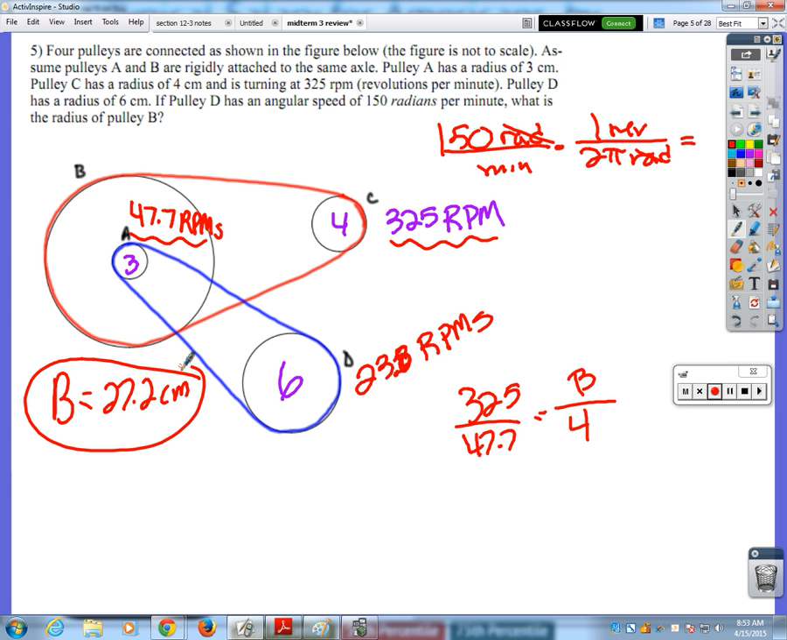Okay. Well, that's a fun one. That sort of encapsulates all the understanding about the relationship between the RPMs and the sizes of the things. That's a good one. Yeah, I like that one.